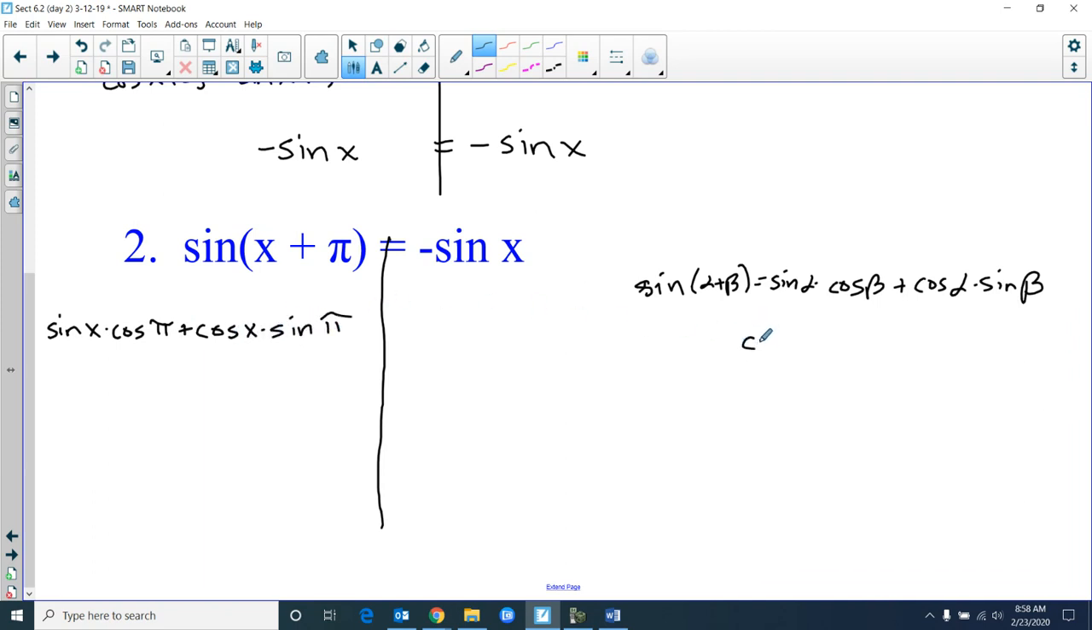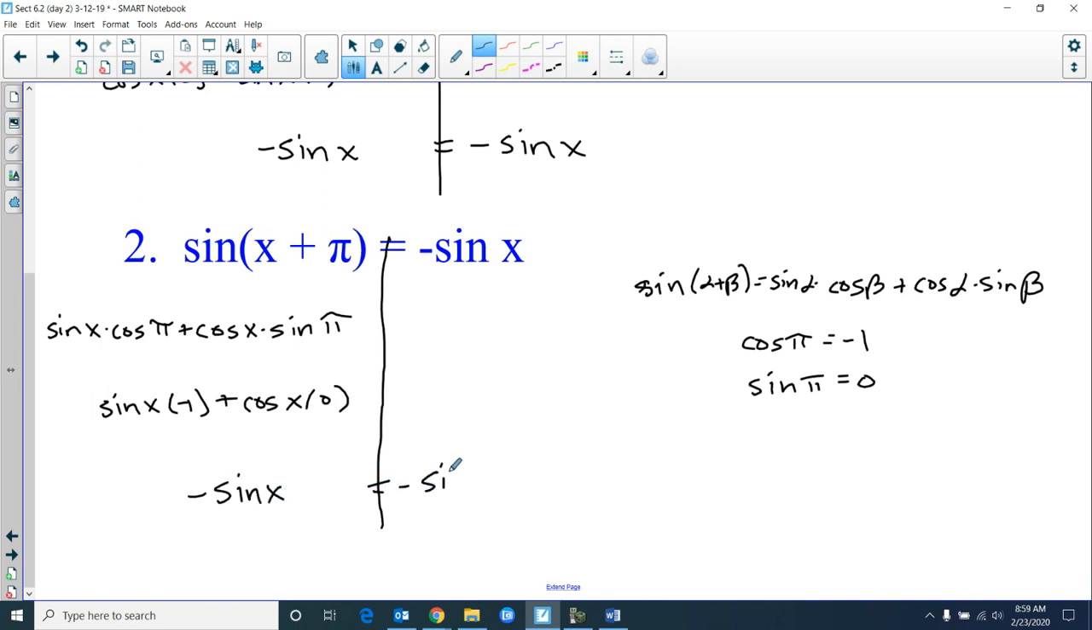All right, just like we did earlier, what's cosine of pi? Cosine of pi is negative 1. What is the sine of pi? What is the y value at 180 degrees? It is 0. So sine of x, we have to leave. Cosine of pi, negative 1, plus cosine of x times sine of pi, which is 0. That wipes that out. We're left with negative sine of x equals negative sine of x. All right, good.